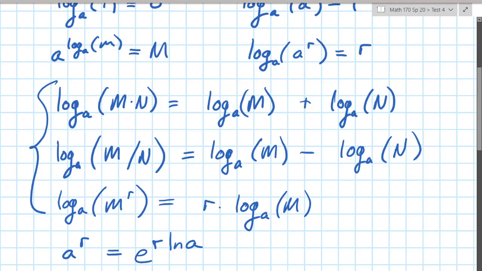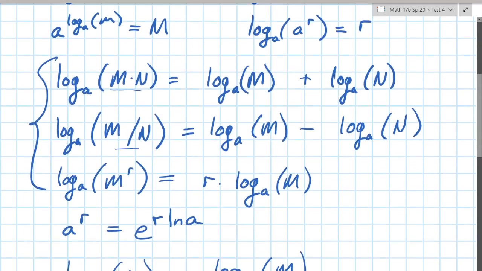If you've got a product inside the log function, we can write it as a sum of two log functions, and that goes back to exponential functions, where if you're multiplying two things with the same base, you add the powers. If we have division inside the log, then we can rewrite it as a subtraction of two log functions.